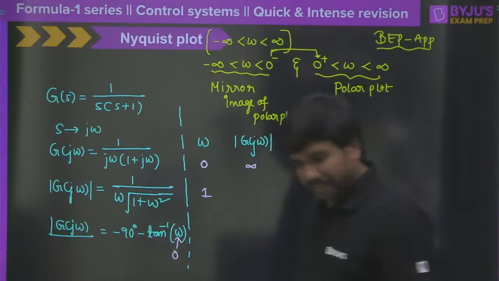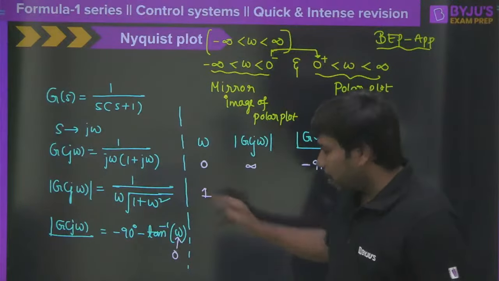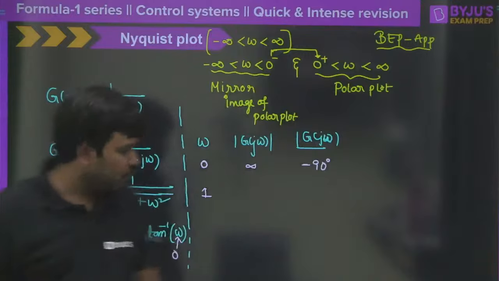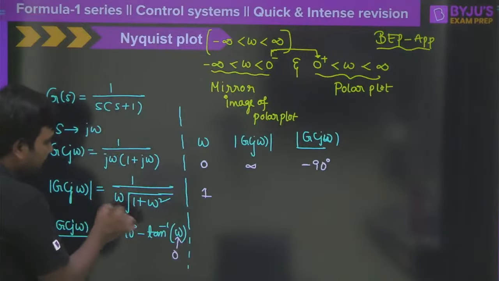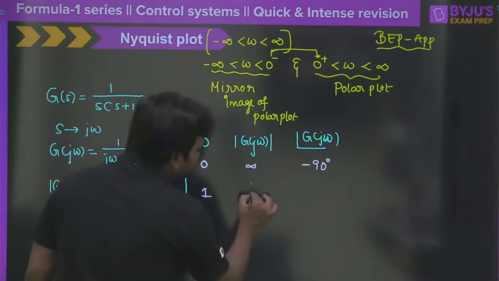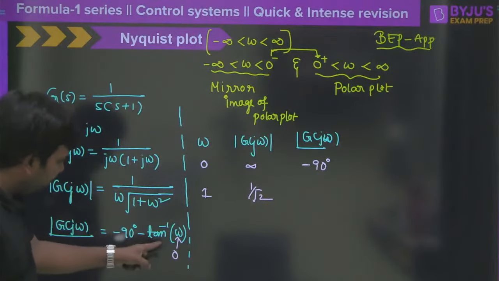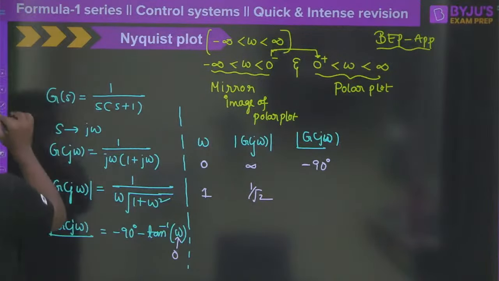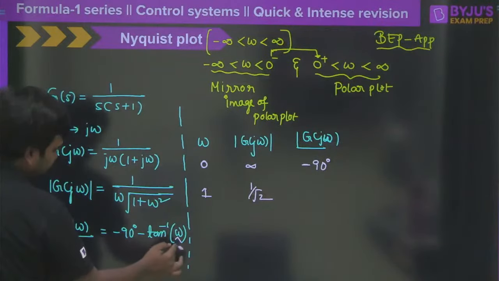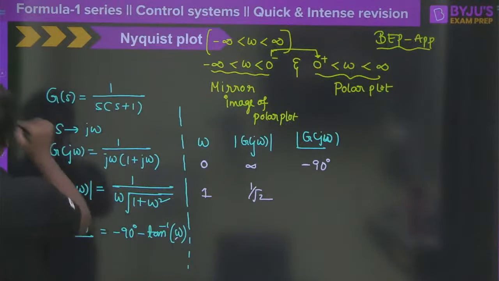Keep omega equal to 1. Tell me what is the magnitude. If you substitute omega equal to 1 here, it will become 1 by root 2, isn't it? 1 by root 2 is the magnitude. What about the phase here? If you substitute omega equal to 1 here, instead of 0, how much phase are you going to get?